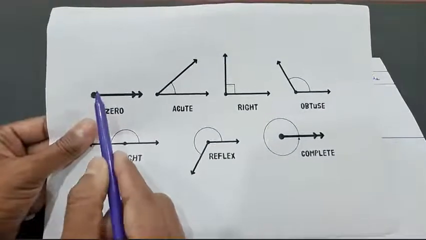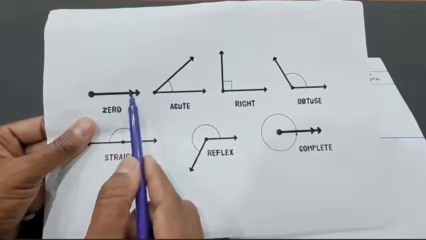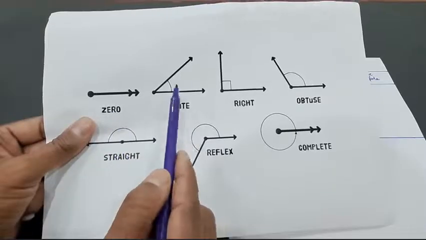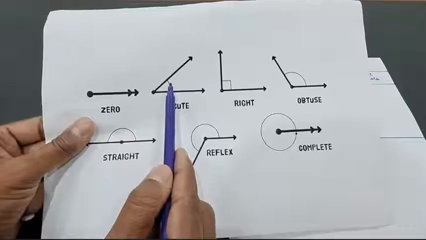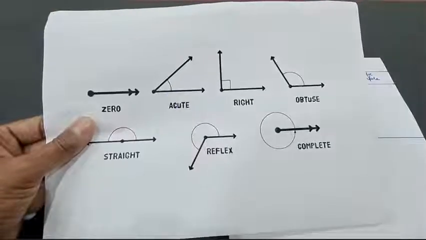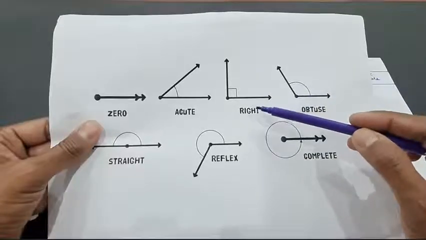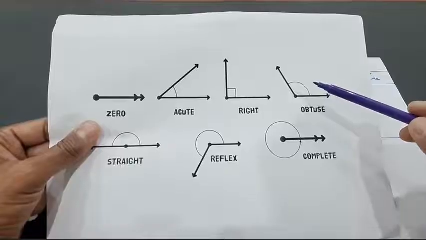You can see any line that makes an angle with itself, that means they are coinciding, they are overlapping, it is called a zero angle. And any angle which resembles this shape is an acute angle. This is practically less than 90 degree. If it becomes 90 degree, then it is called a right angle. More than 90 degree and less than 180 degree is obtuse.